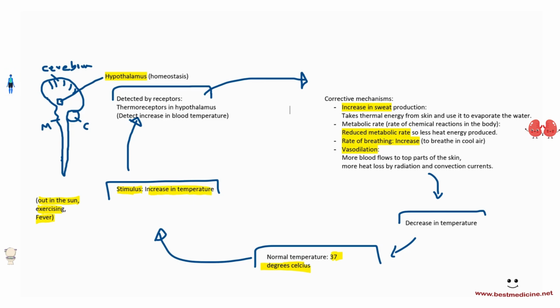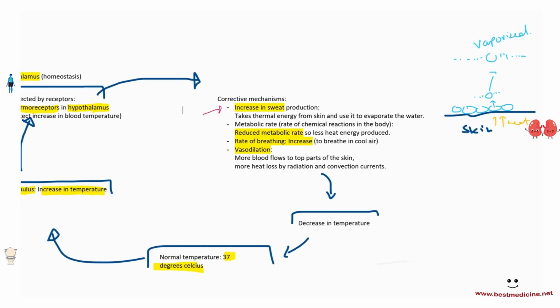This would increase the temperature of the body. This would also increase the temperature of the blood, and that blood will go to the brain. And what is in the brain? In the brain, we have the thermoreceptors in the hypothalamus. Thermo means heat. Receptors in the hypothalamus will detect the increase in blood temperature, and they will cause a couple of changes to be made to correct that. For example, they will cause the body to increase its sweat production. How does sweat decrease the temperature of the body?